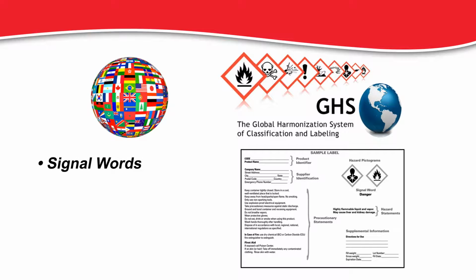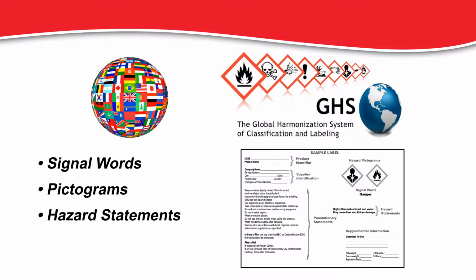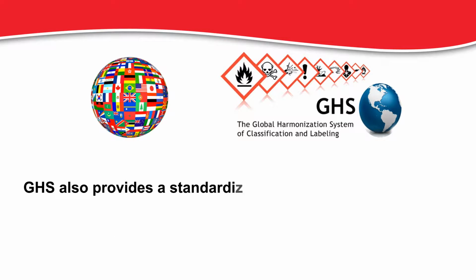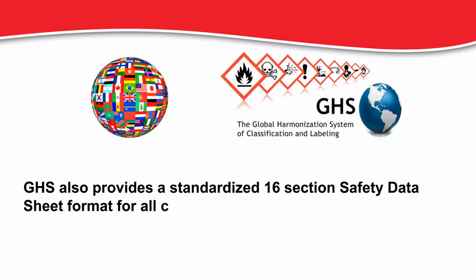It also includes standardized label elements that are assigned to these hazard classes and categories and provide the appropriate signal words, pictograms, and hazard and precautionary statements to convey the hazards to users. GHS also provides a standardized 16-section safety data sheet format for all chemical products.